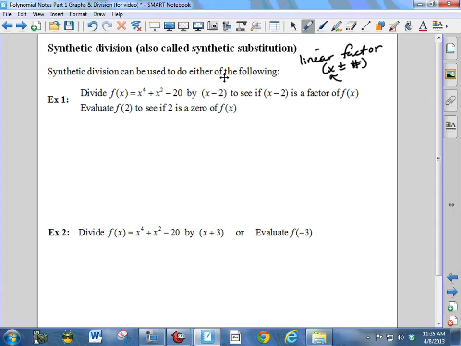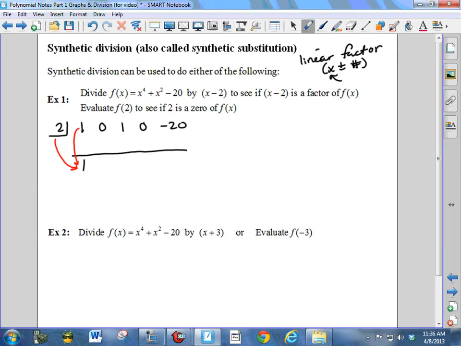If we're dividing x to the fourth plus x squared minus 20 by x minus 2, and we want to see if x minus 2 is a factor of f of x, in other words, does it have a remainder of 0? What we do is we put 2 in this box right here. Basically, you figure out what the 0 is that is associated with this factor. The 0 is 2. That's the number that goes here. Then in the next row, I'm going to put the coefficients of the polynomial, leaving a 0 coefficient for any missing term. So I would have 1x to the fourth plus 0x to the third, 1x squared, 0x, and then minus 20. Draw a line here, and the first thing I do is bring down the 1. So I put the 1 here. Then I'm going to take 2 and multiply by anything that's underneath here.